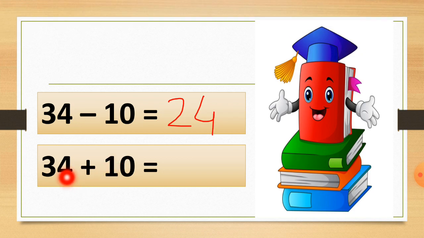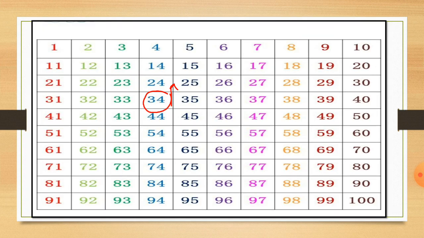Now here is 34 plus 10. As I showed you, if you want to add 10 to a number, you have to go down just one step. Let's see how. Here is the number 34. I circled it already, and I have to add 10 to it. So I just move one step down. You can see one step down.